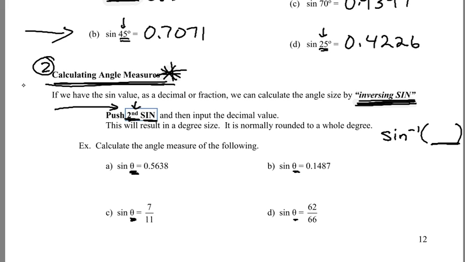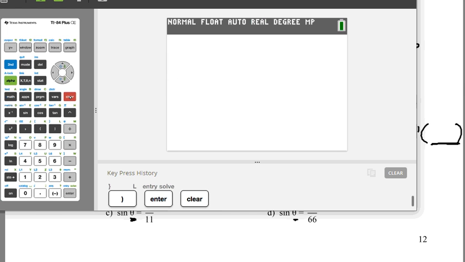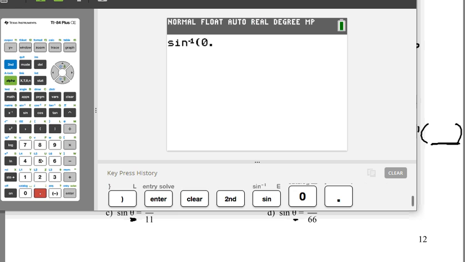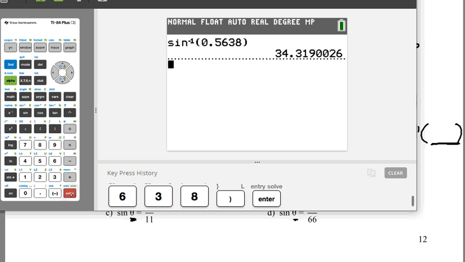We want the sine of decimal 5638. So on my calculator, because we don't know theta, the angle, we're finding the angle. Second function, sine. There's our sine with the little -1. Our decimal is 0.5638. We can punch that in, close the bracket, and hit enter. And there, we should get a value that represents the angle size.